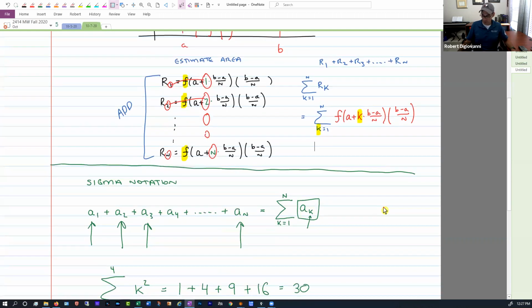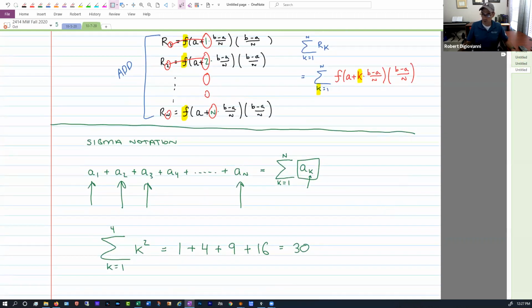All right, we're almost there. We're almost there. So I'm going to write this down. The area is approximately the sum k equals 1 to n of f of a plus k times b minus a over n, times b minus a over n.